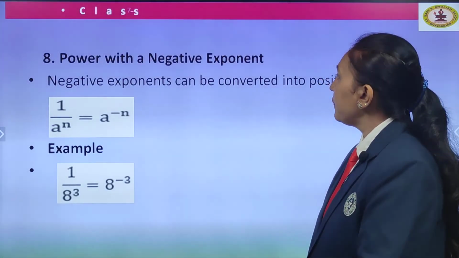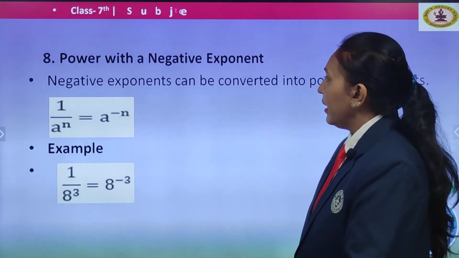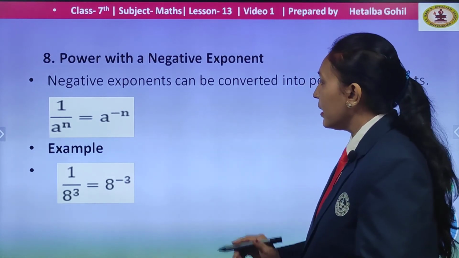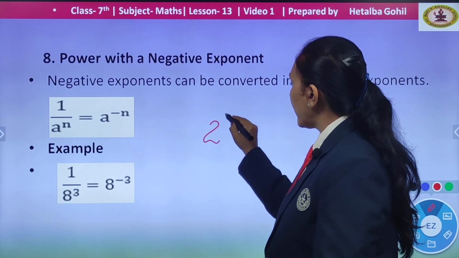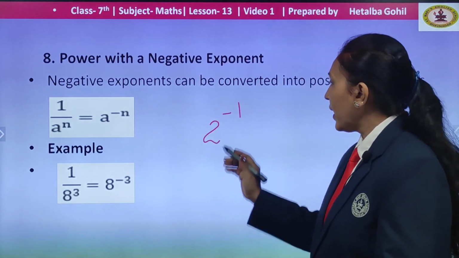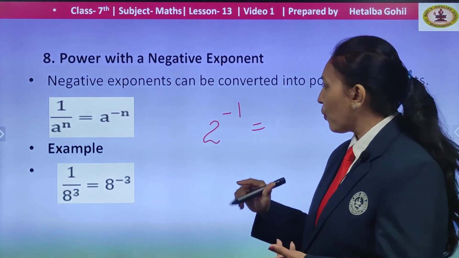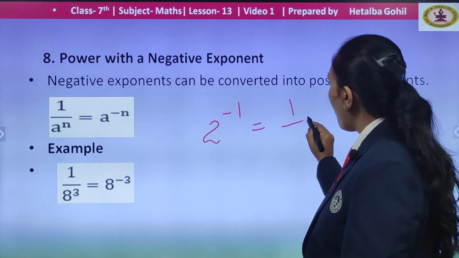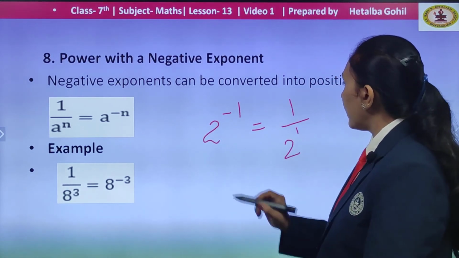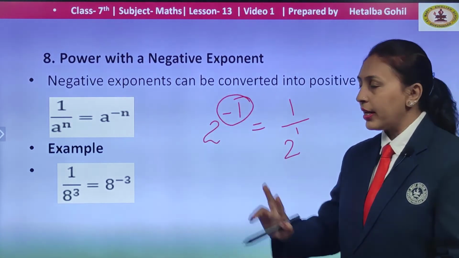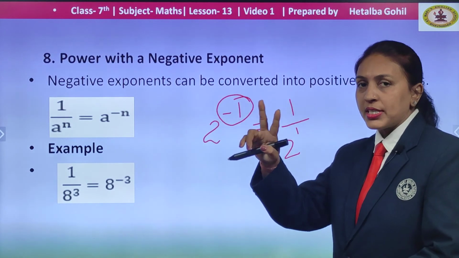Now power with a negative exponent. Negative exponents can be converted into positive exponents, children. Suppose you have 2 raised to minus 1. You can change it into positive by just making it reciprocal. For example, 1 upon 2 raised to 1. Now your power, this negative, has changed to positive by turning it to its reciprocal. Make it reciprocal.